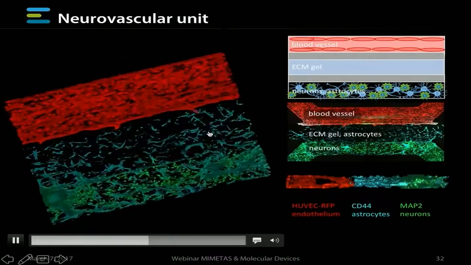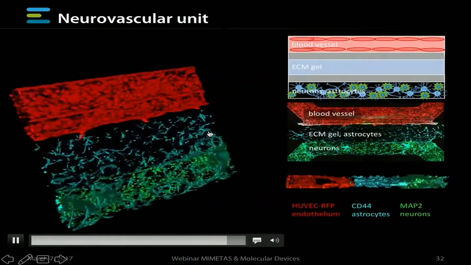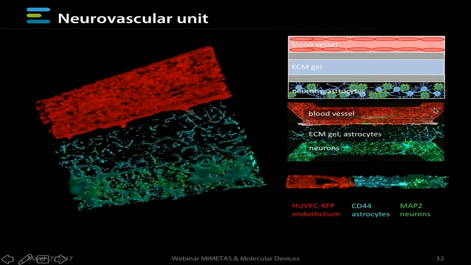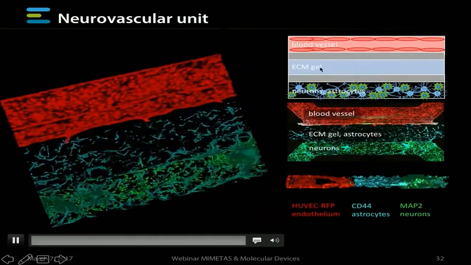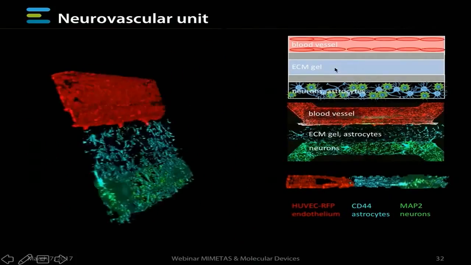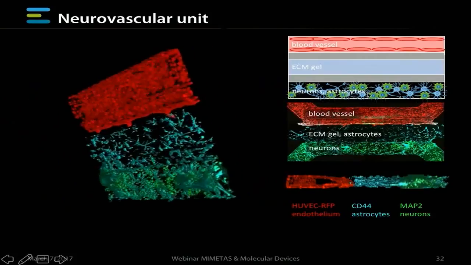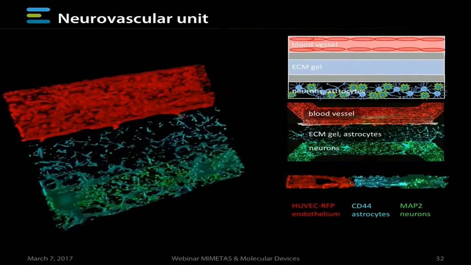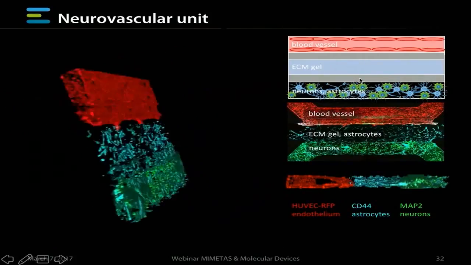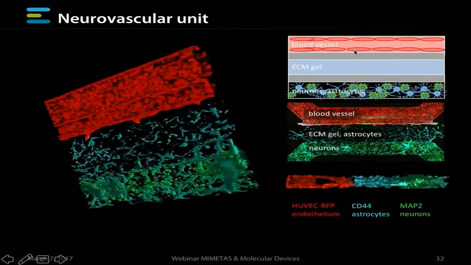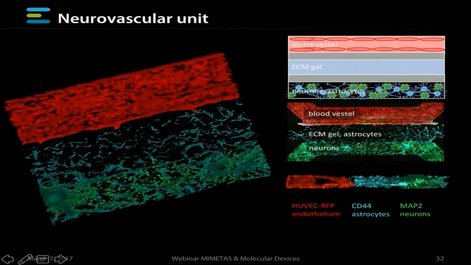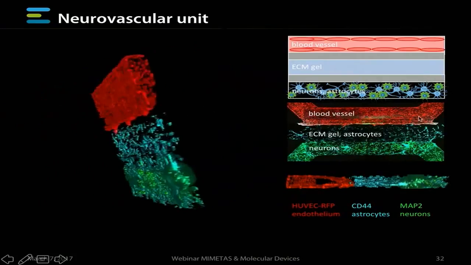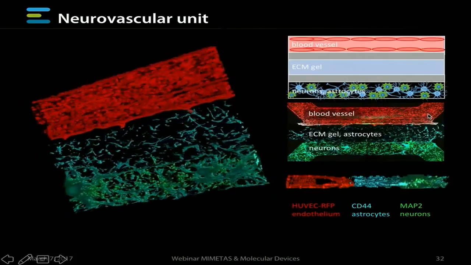This is a combination of a blood vessel, astrocytes and neurons. The blood vessel has been established in the top channel, which is perfused. In the middle is an extracellular matrix gel, and in the bottom channel, neurons and astrocytes were co-seeded inside a gel. What happens is that the astrocytes start to move through the gel towards the blood vessel, which is actually shown here. The astrocytes are stained with CD44, the neurons are stained with MAP2, and the HUVECs again with stably transfected RFP.